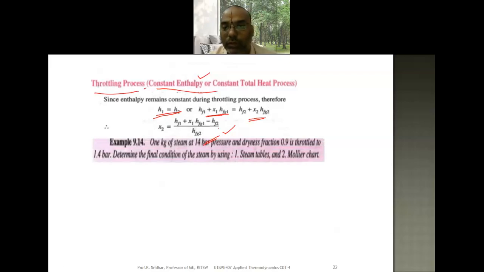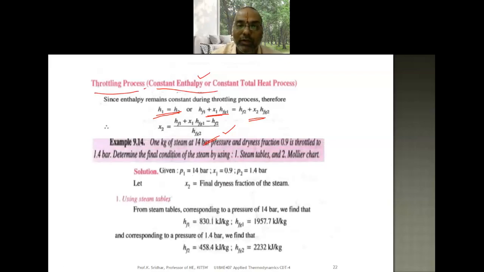Let us solve a problem on the throttling process. This is the problem. He has given P1 is equal to 11 bar, dryness fraction 0.9, so the initial condition is wet steam, and P2 is equal to 1.4 bar. Now he is asking what is the final condition of the steam. He is saying that a throttling process is taking place, that is H1 is equal to H2.